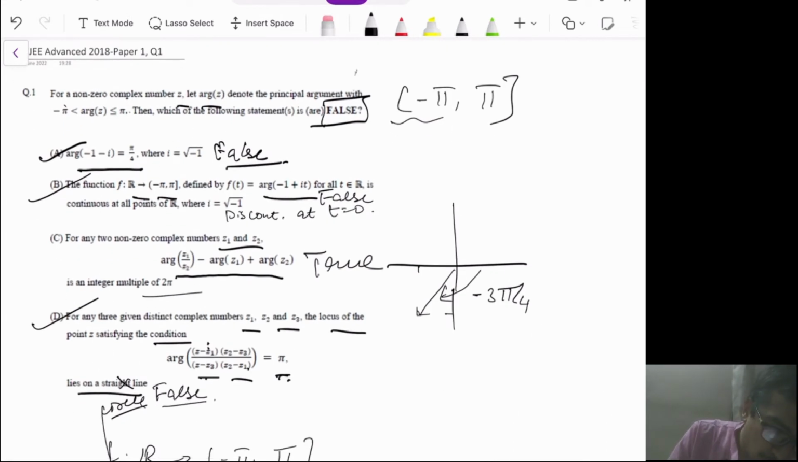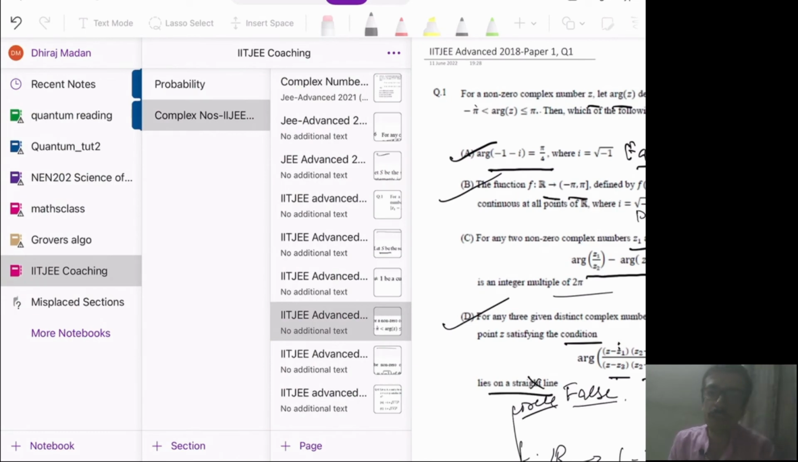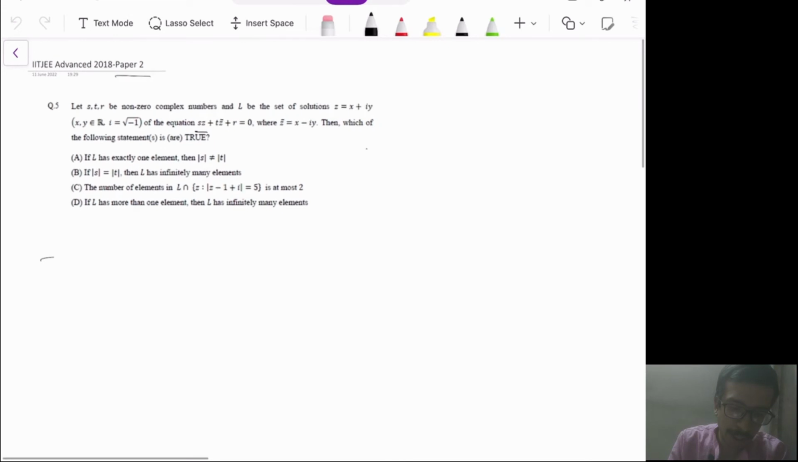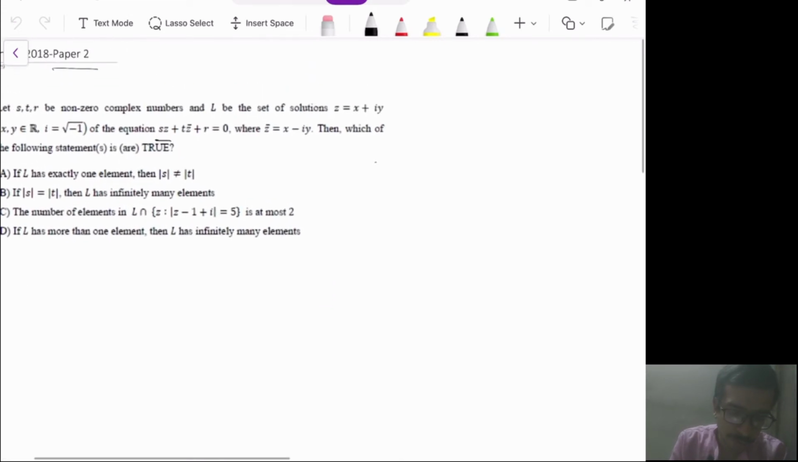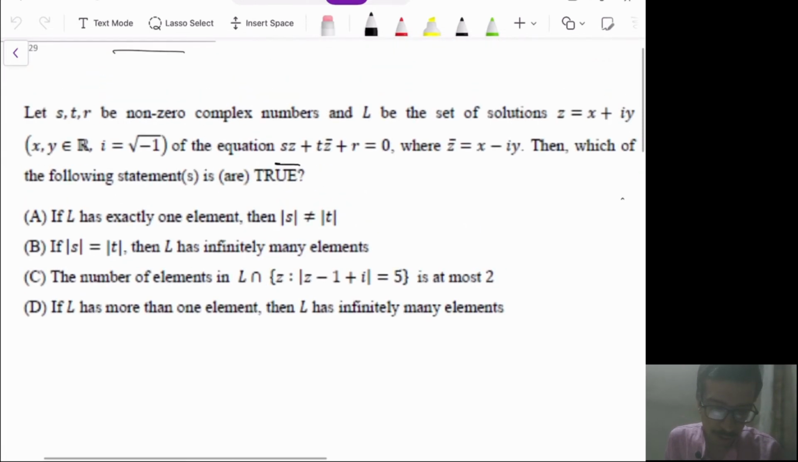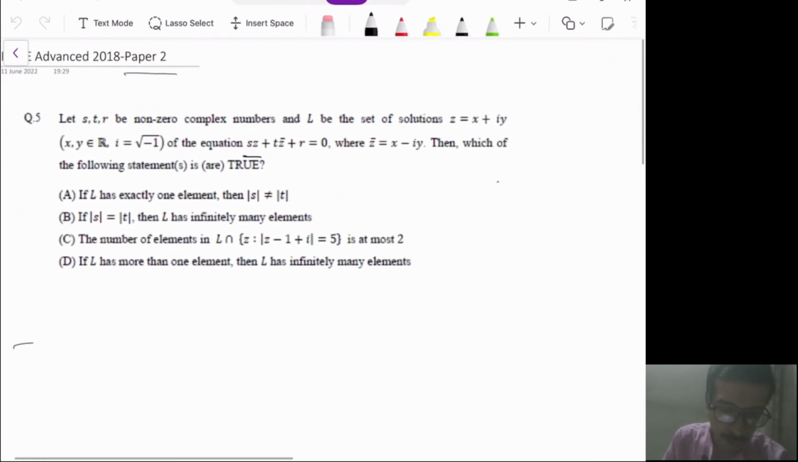Okay, so just try to understand all these 4 statements again. Maybe pause the video, look at the problem again, try to solve it yourself. So now this is another problem from JEE Advanced 2018. This is a slightly difficult one, but we'll see how to solve it.